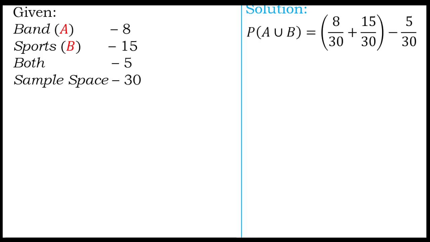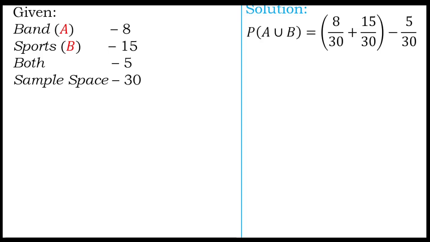Remember that in our working equation, we need to get the probability of the intersection of the two events. Correct? So, 5 students are in both band and sport. So, take note of the word both. Ano ibig sabihin ng intersection? So, ibig sabihin, ang probability nun is 5 over 30.